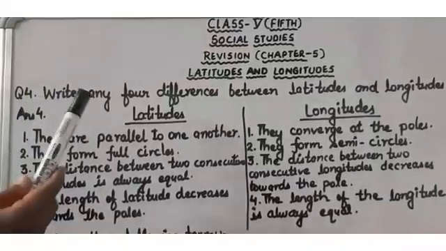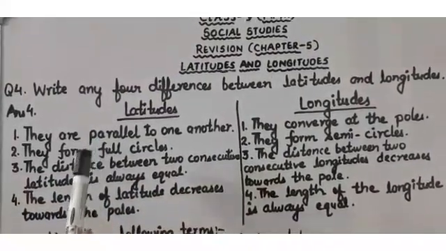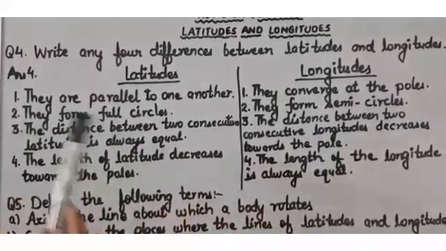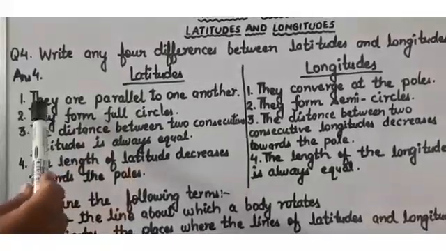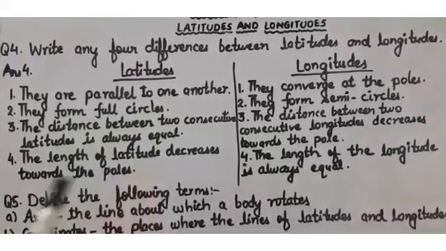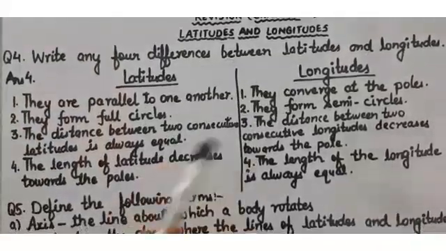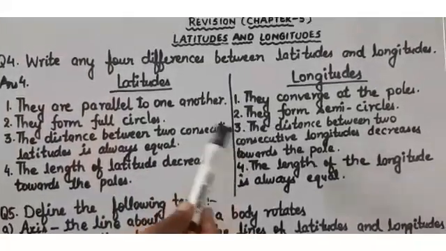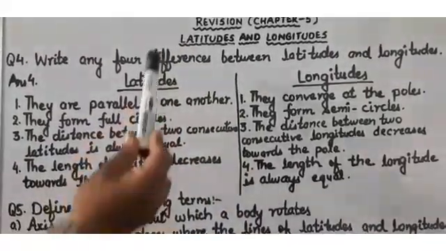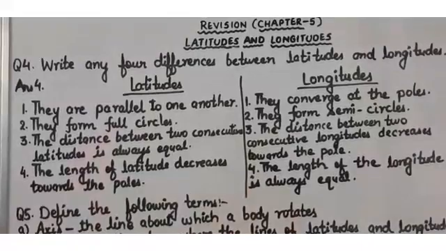Your question number 4 is, write any four differences between latitudes and longitudes. Now, you have to give differences between latitudes and longitudes, and any four means any four you have to give. First is about latitudes, they are parallel to one another. We know that latitudes are imaginary horizontal lines, and they all are parallel to one another. But longitudes are imaginary vertical lines, and they run from north to south, and they converge at the poles. Converge means they meet at the poles.